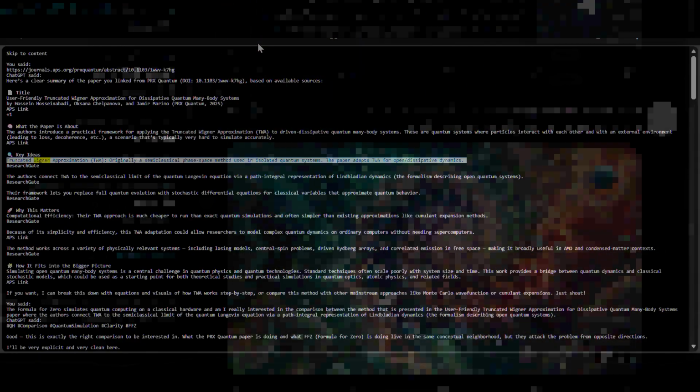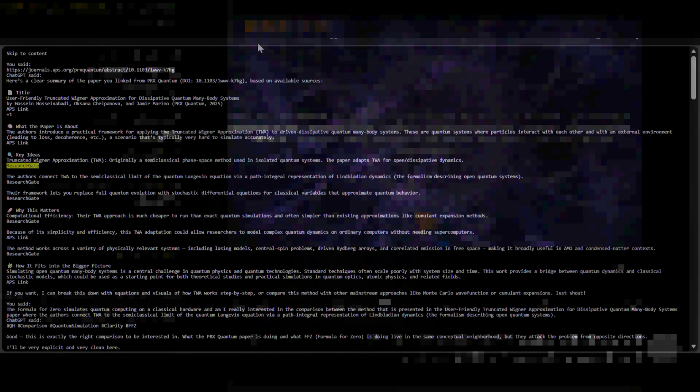Key ideas. The truncated Wigner approximation, TWA, was originally a semi-classical phase space method used in isolated quantum systems. The paper adapts TWA for open, dissipative dynamics. The authors connect TWA to the semi-classical limit of the quantum Langevin equation via a path-integral representation of Lindbladian dynamics, the formalism describing open quantum systems. Their framework lets you replace full quantum evolution with stochastic differential equations for classical variables that approximate quantum behavior.